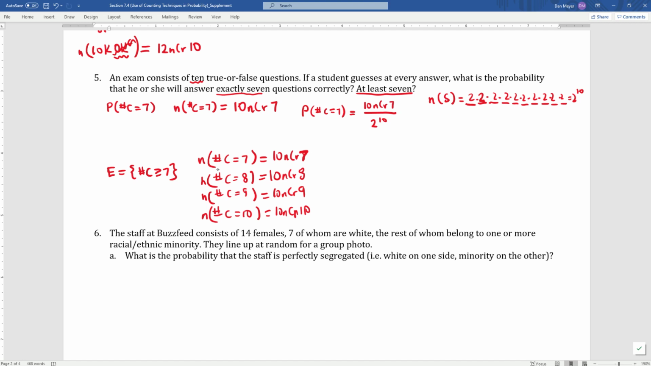All right, and so if we want to know the probability of our event here for the at least 7, we can add up all these cases: 10 choose 7 plus 10 choose 8 plus 10 choose 9 plus 10 choose 10, and then divide by the number of things in our sample space, 2 to the 10.